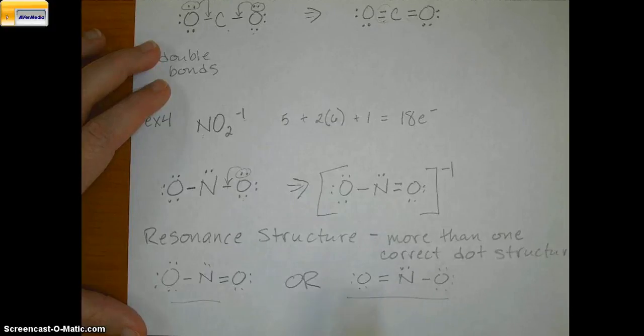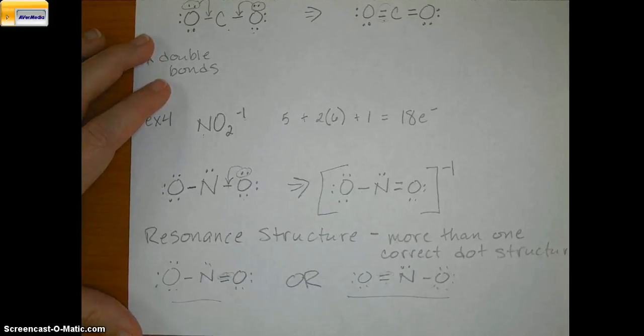And what happens in reality is this pair of electrons here and here really spreads itself out to both bonds. So we end up with these two structures that are identical, because we get a double bond and a single bond, and they could go on either oxygen. So that would be the definition of a resonance structure.